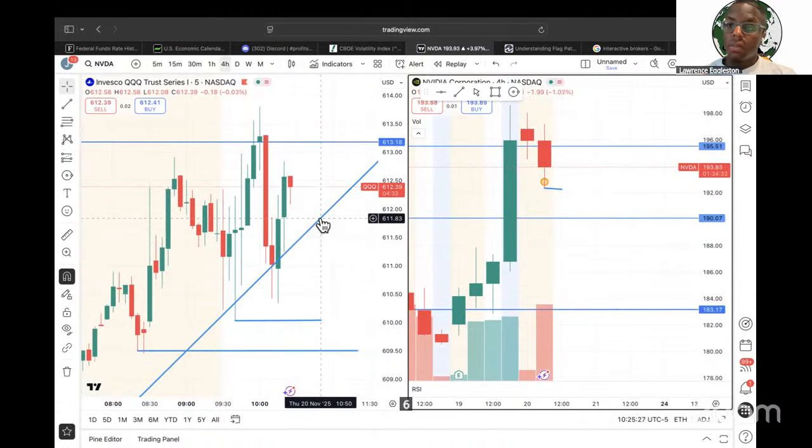612. And VIX is trying to get back above 20 as we speak right now.